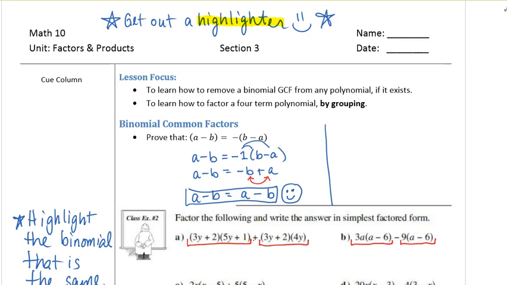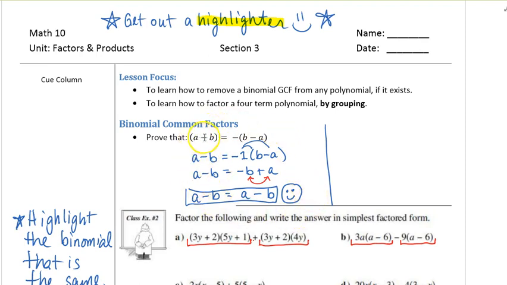So on our third lesson of Chapter 3, we're going to learn a new way of factoring called factoring by grouping. Now before I get started, I have to prove something to you. I've done it algebraically here.